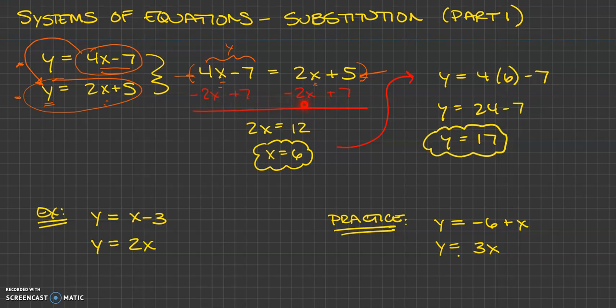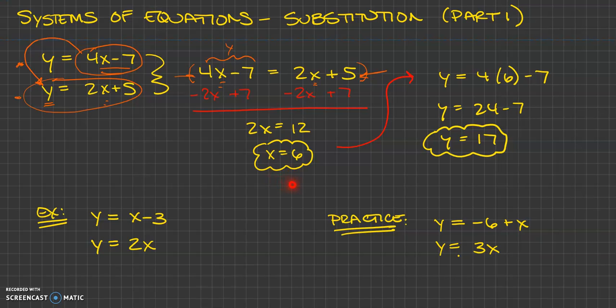So I'm going to subtract 2x from both sides to cancel out the x on the right side. I'm going to add 7 to both sides to cancel out the 7 on the left. 4x minus 2x gives me 2x. 5 plus 7 gives me 12. Now, to get the x by itself, I divide everything by 2, and I get x equals 6.